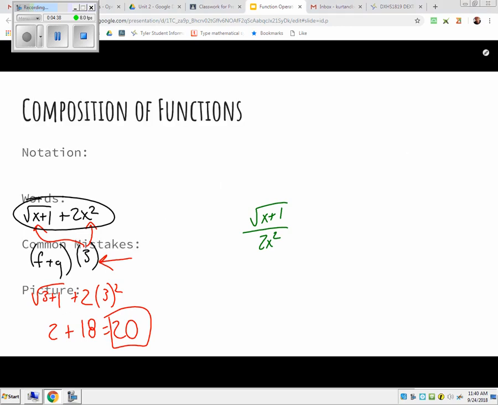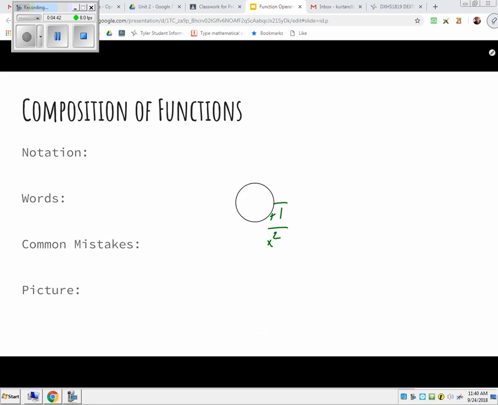The main event today is going to be composition of functions. Composition of functions. So, on composition of functions, first off, the notation of this.